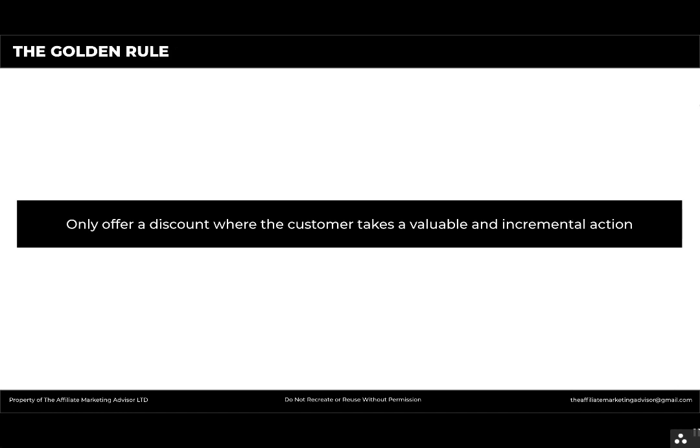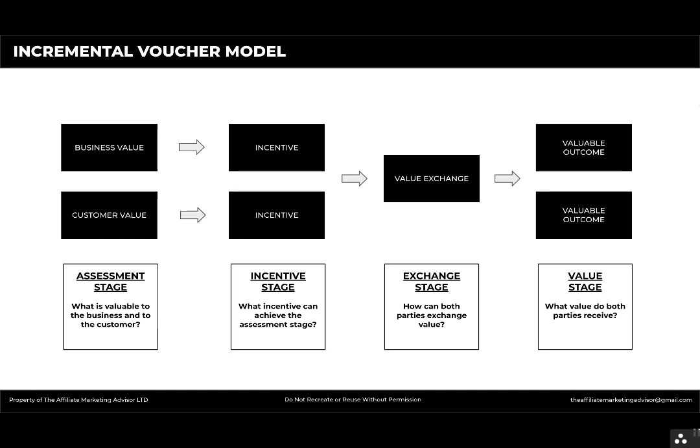Now, on to the rules for creating value. Firstly, the golden rule, which is to only offer a discount where the customer takes a valuable and incremental action. This model displays what that means. Firstly, the business should identify something that is valuable for a customer to do, and then also work out what's valuable on the customer's end in terms of an incentive.